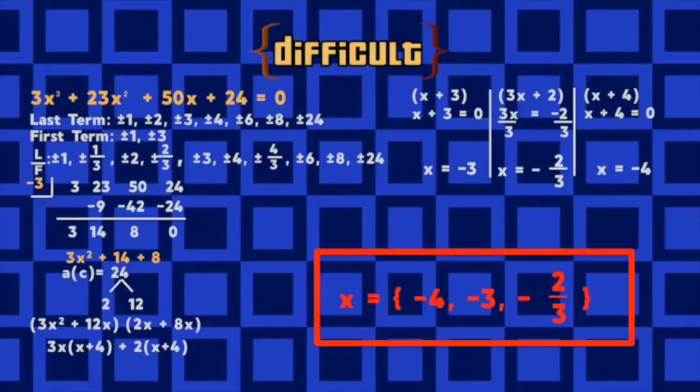Now we have the roots. x equals negative 4, negative 3, and negative 2 over 3.